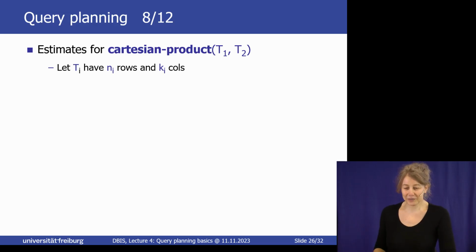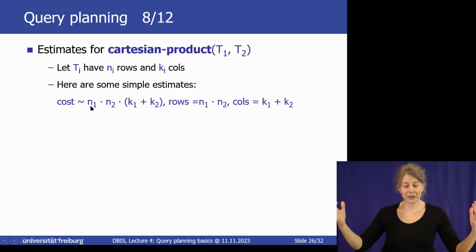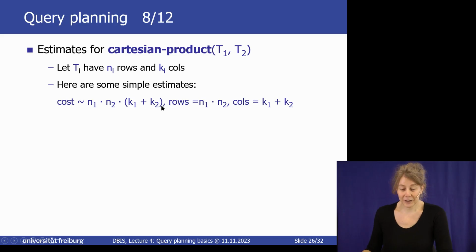So now you have 2 tables, N1, K1, N2, K2. The result has N1 times N2 rows, and it has K1 plus K2 columns. So you have to construct the whole result. You really have to build it. So that's a reasonable cost estimate. That's huge because it's a product of 3 things. How many rows will it have? That's actually not an estimate. That's exactly the number of rows. You know it. And that's exactly the number of columns.